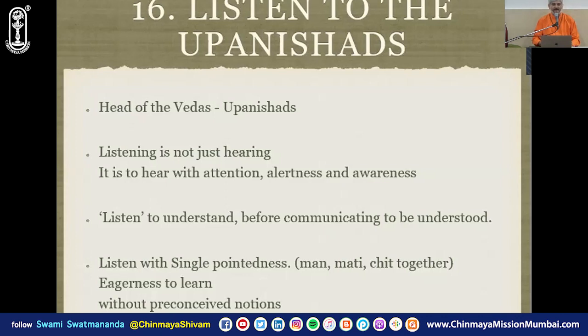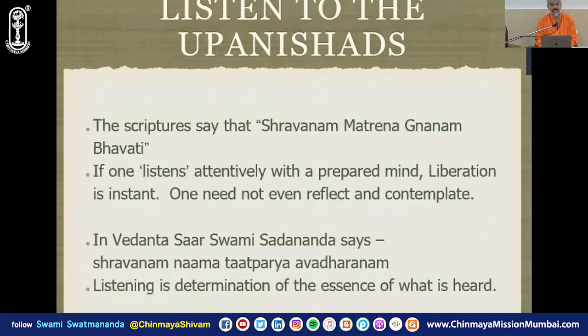So our mind has to be fully here and now. That is called listening with full single-pointedness, with an eagerness to learn without preconceived notion. And if I listen like that, then what happens? The scripture promises shravanam matrena jnanam bhavati. Instant will be realization. We don't even have to reflect. If the mind is ready, the adhikari is uttam adhikari, immediate will be realization.